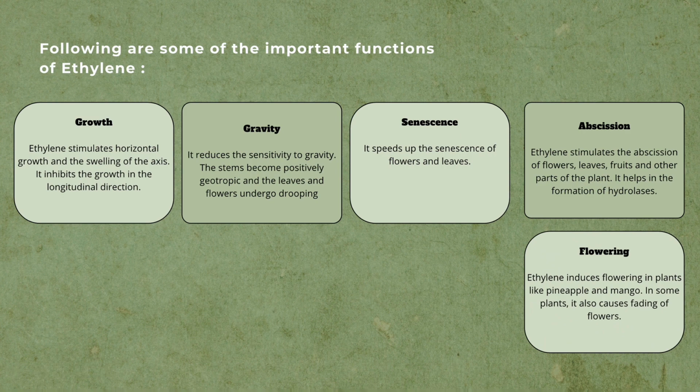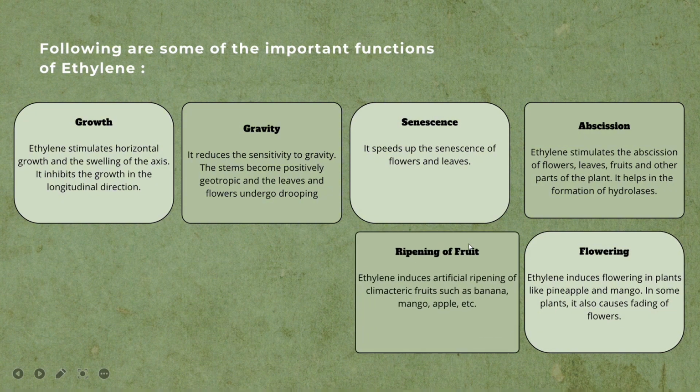Flowering. Ethylene induces flowering in plants like pineapple and mango. In some plants, it also causes fading of flowers. Next is the ripening of fruit. Ethylene induces artificial ripening of climacteric fruits such as banana, mango, apple, etc.